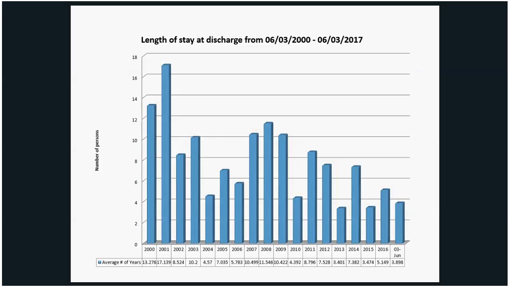Definitely. So the highest average length of stay was at 17.139 years for 2001, with the shortest length of stay being 3.401 years during 2013. So we're moving in the right direction.